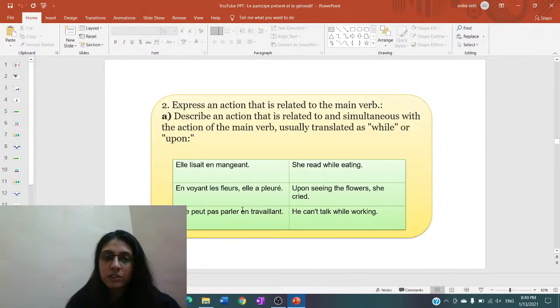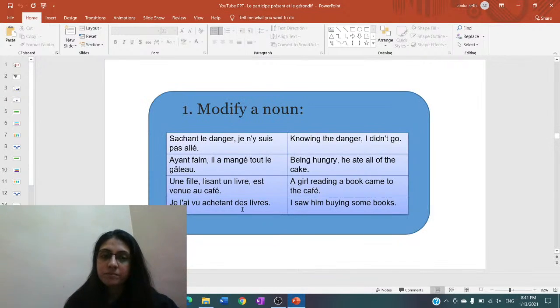Il ne peut pas travailler, il ne peut pas parler en travaillant. He can't talk while working. So again the action is related to the main verb, that he cannot talk while he is working. So these actions are related. Seeing the flowers and crying, actions are related. Reading the book and eating, the actions are related.